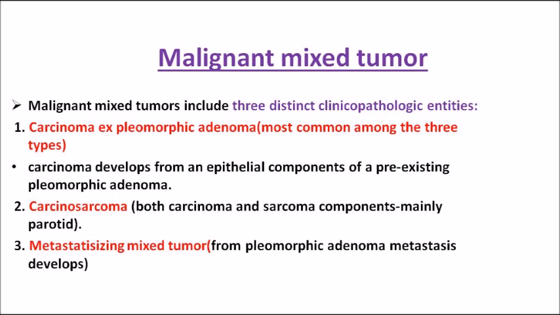It is a malignant variety, and among them the most common is carcinoma ex pleomorphic adenoma, which means initially the patient has a benign salivary gland tumor, pleomorphic adenoma, but later on this benign lesion is converted to a malignant carcinoma. So that is what is happening here. There is occurrence of both pleomorphic adenoma, the benign version, as well as the carcinoma along with it. So it becomes a mixed tumor.